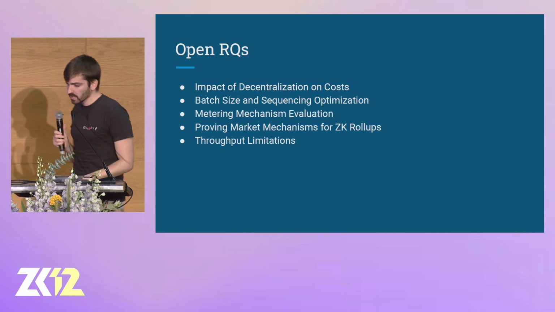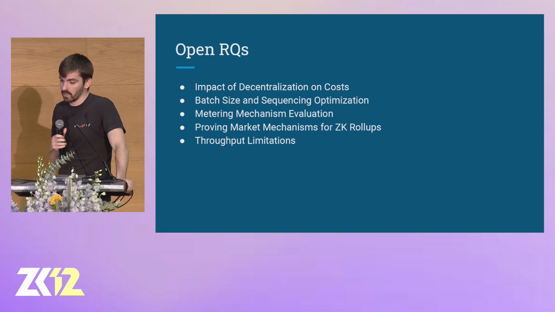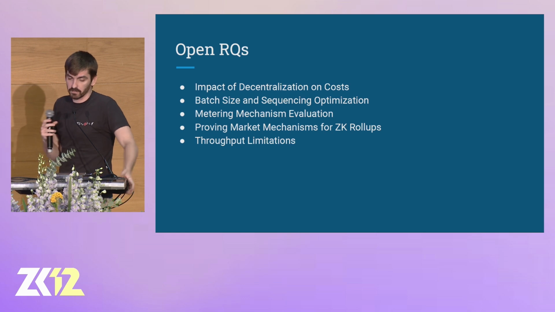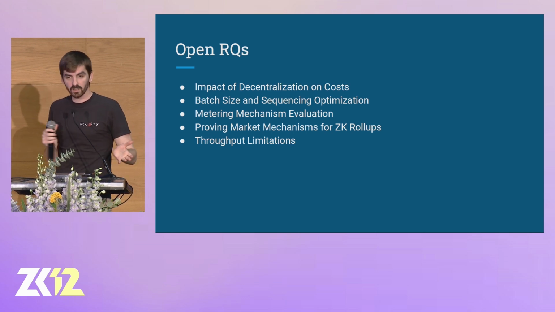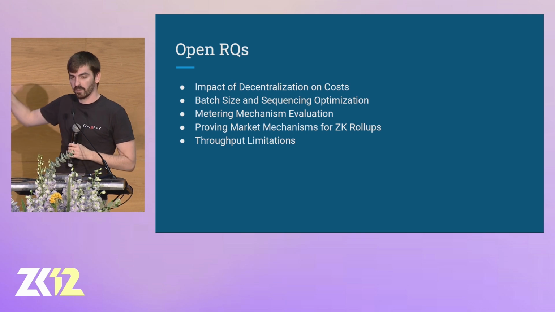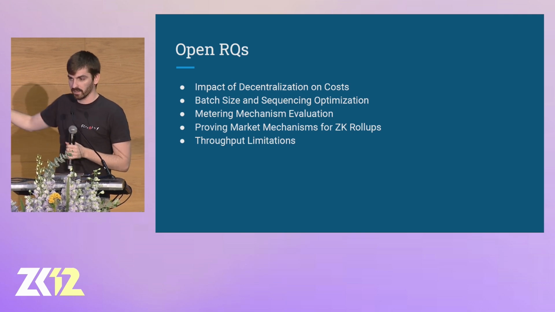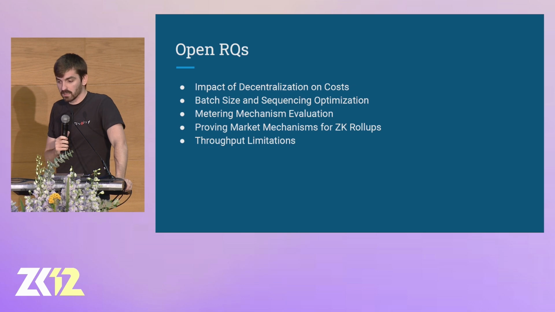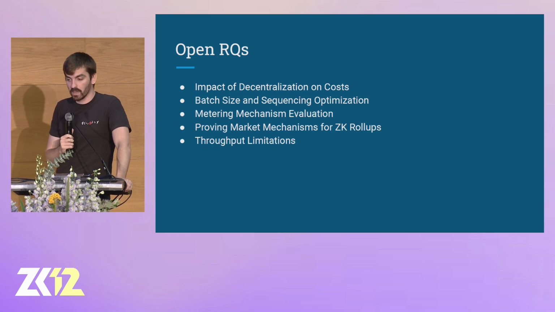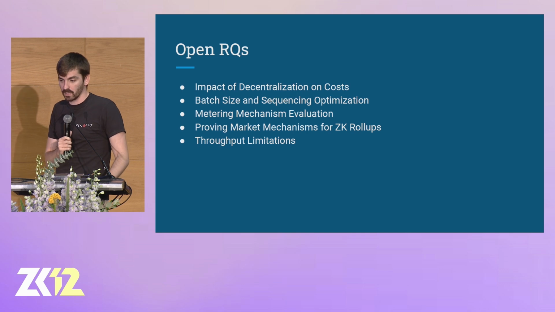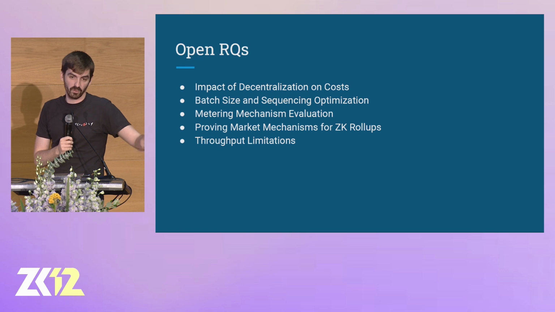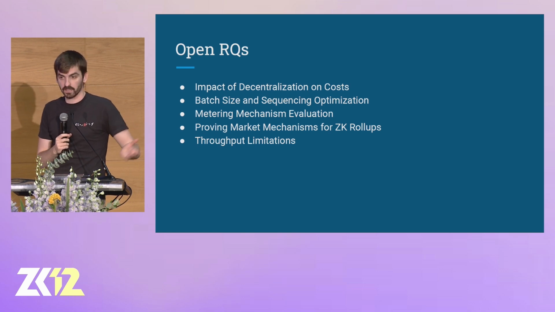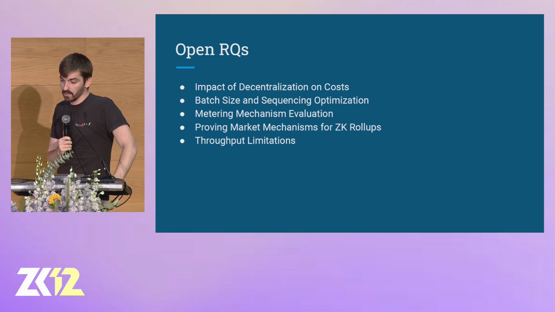So some open research questions we have identified is basically what is the impact of decentralization on the cost? What happens if we start having more costs in the L2? Now we said those costs are negligible, but that might change. What are some strategies for batch size and sequencing optimizations, and how you can basically take the best out of your prover and out of the state diffs, or what other compression you're applying.